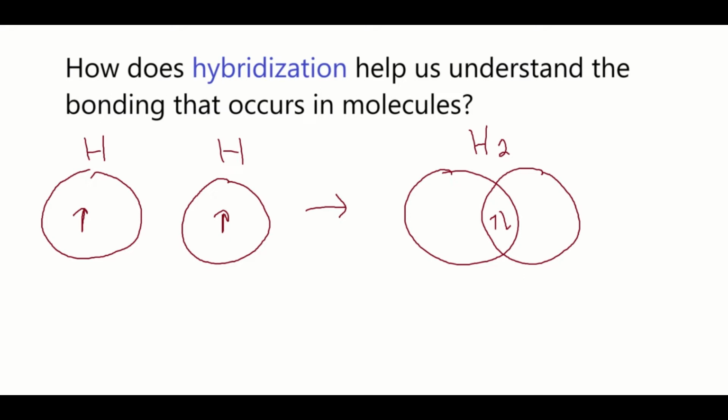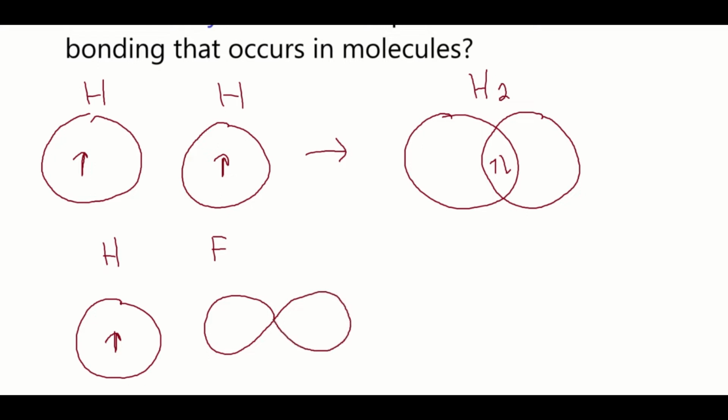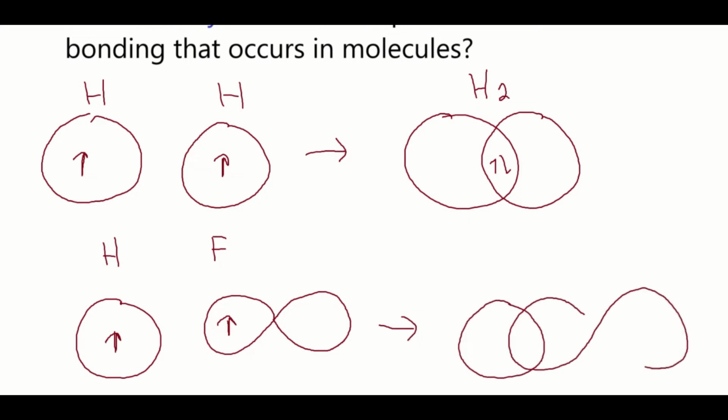I shared another example, and a few more than this, but I'll show you one more, where we have an s orbital from a hydrogen that's unpaired, because hydrogen only has one electron, and then an unpaired electron in one of fluorine's p orbitals. So they can also overlap. And this is called a bond. This molecule is hydrogen fluoride.